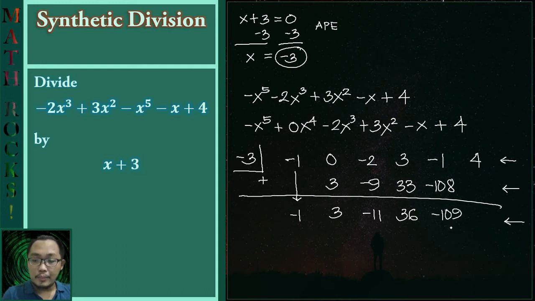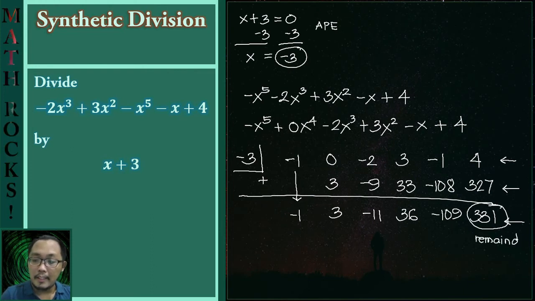And finally, we have to multiply the negative 109 to negative 3, and we will have a product of positive 327. So adding this together, we have 331. And now, to have the quotient, we should always remember that the last number here represents the remainder, while the remaining coefficients are the coefficients of our quotient q of x.